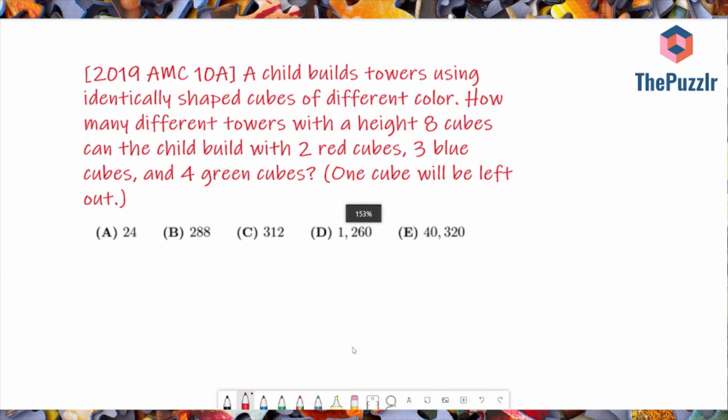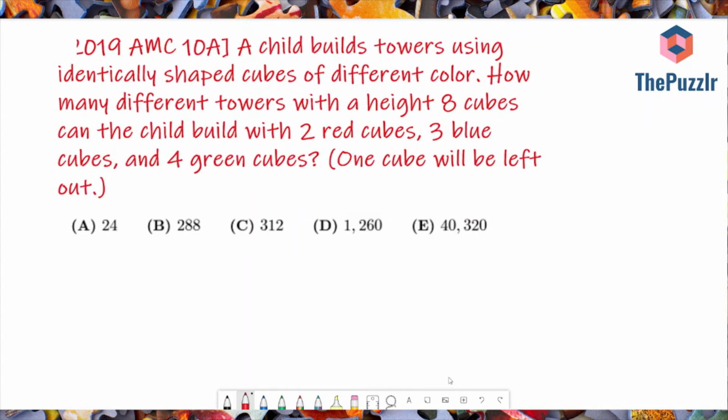So 2019 AMC 10A. A child builds towers using identically shaped cubes of different color. How many different towers with a height of 8 cubes can the child build with 2 red cubes, 3 blue cubes, and 4 green cubes? So 1 cube will be left out. Okay, let's see. So we have 8 cubes, but we have 9 cubes, right? So we have 9 total cubes, and we only want 8 of the cubes. The problem tells us that you can just count 2 plus 3 plus 4 equals 9, but it also tells us that 1 cube will be left out.